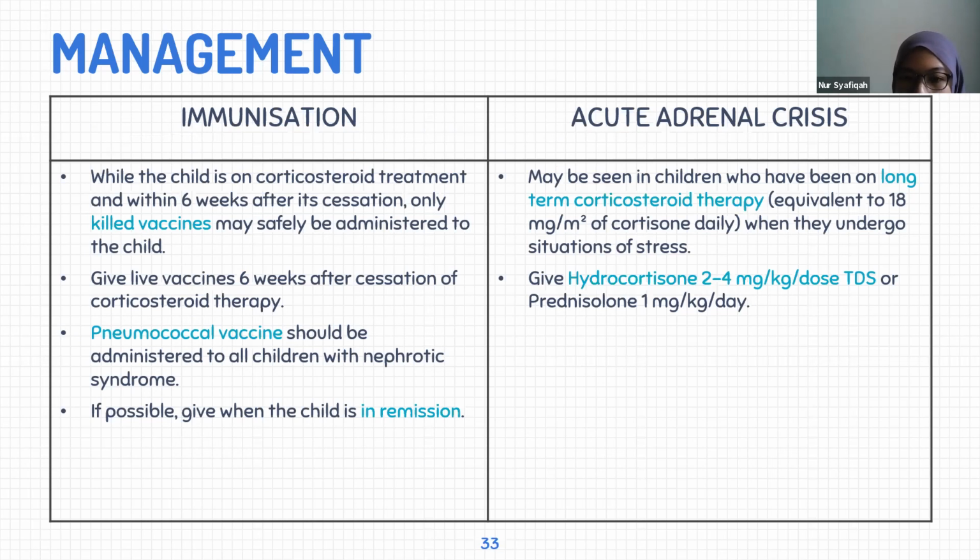Next, we have acute renal crisis, that may be seen in children who have been on long-term corticosteroid therapy. And we can give hydrocortisone.